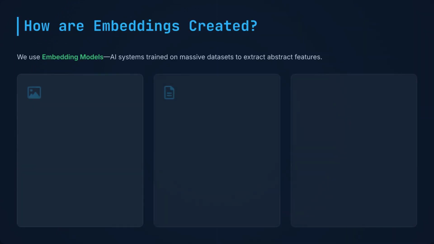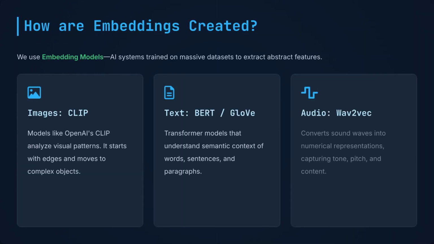Embeddings are created using powerful AI systems called embedding models. Models like CLIP for images, BERT or GloVe for text, and Wav2Vec for audio all extract abstract features and convert them into numerical representations.